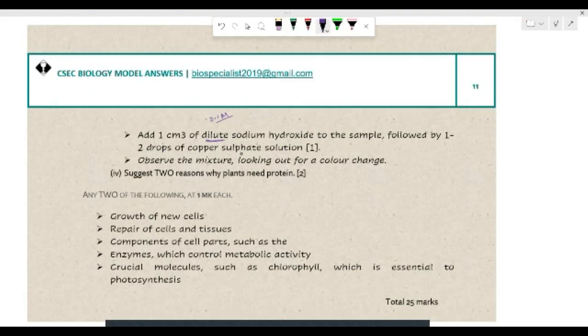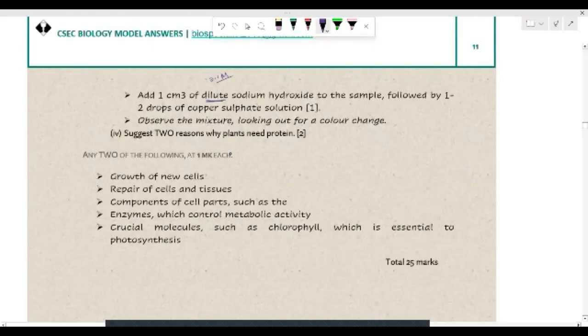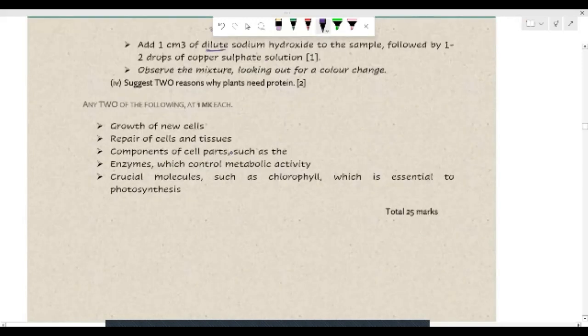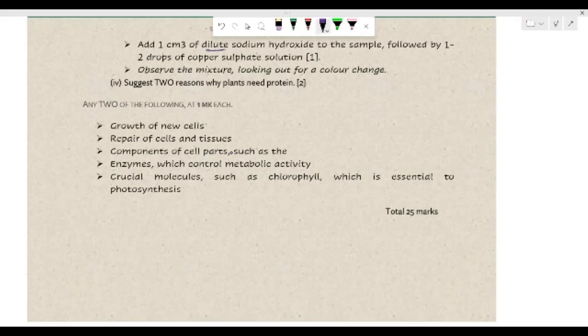And then we have reasons why plants need protein. So any 2 of these, right? Growth of new cells, repair of cells and tissues, right? We want to make up components of cell parts, right? So if we're looking at cell membranes, we want to build up the cell membrane.